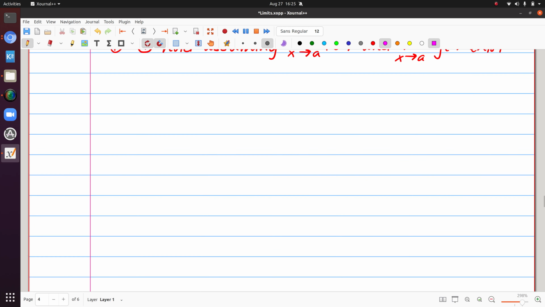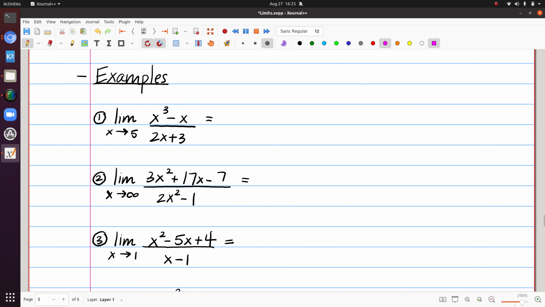So what does this look like in practice? Let's consider evaluating some of these limits. So for this first one here, I want to find the limit as x approaches 5 of this function, x cubed minus x over 2x plus 3. So I can break this down, and I don't necessarily need to write out all of these steps. Of course, it would be fine if I did.